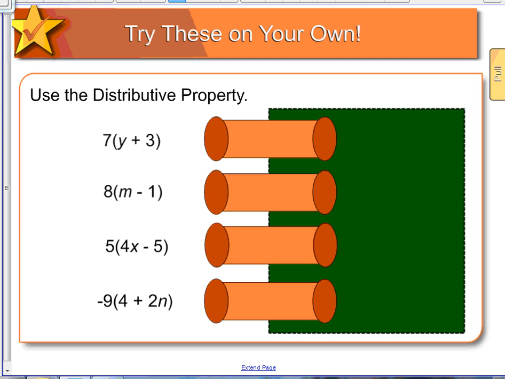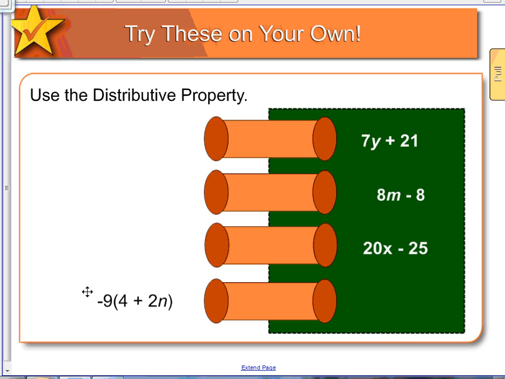Some more practice. We have 7 times the quantity y plus 3. Think about what it would be. If you guessed 7y plus 21, you are correct. Next one, we have 8 times the quantity m minus 1. If you did 8m minus 8, you are correct. Looking at the last two, 5 times the quantity 4x minus 5 would be 20x minus 25. Negative 9 times the quantity 4 plus 2n would be negative 36 minus 18n.